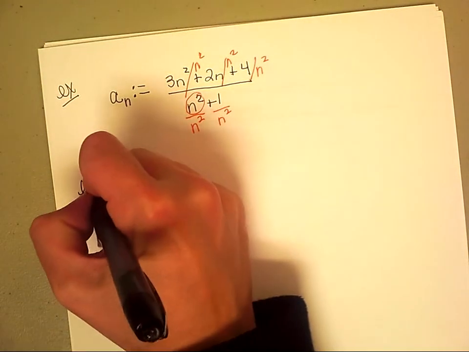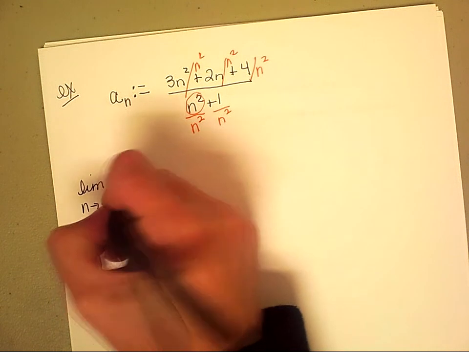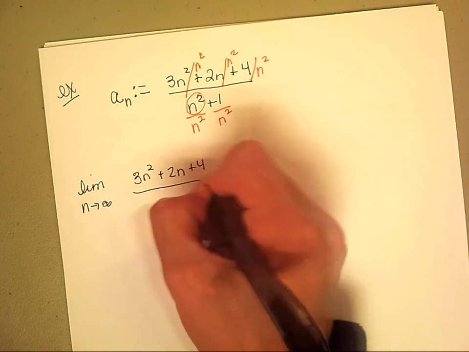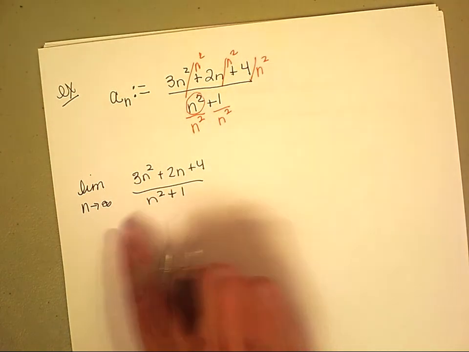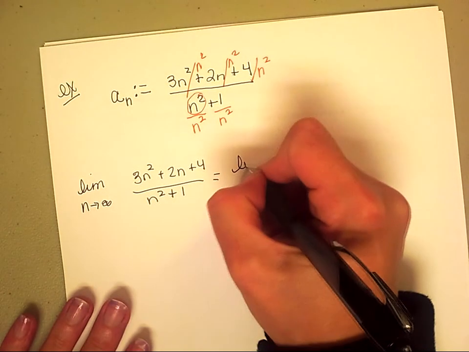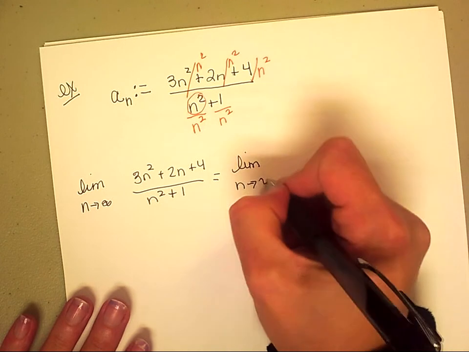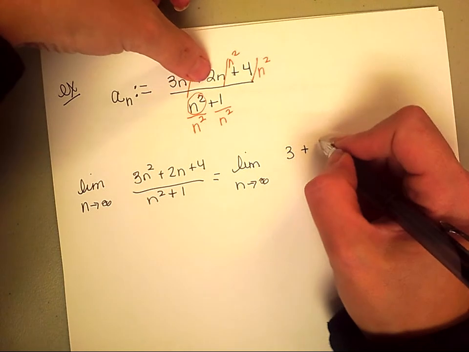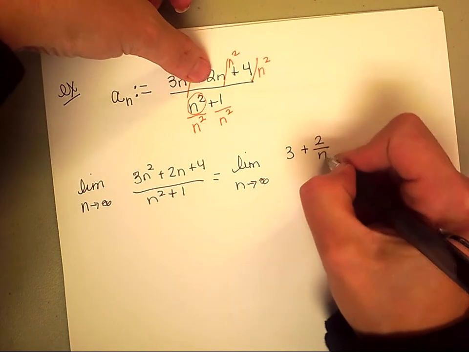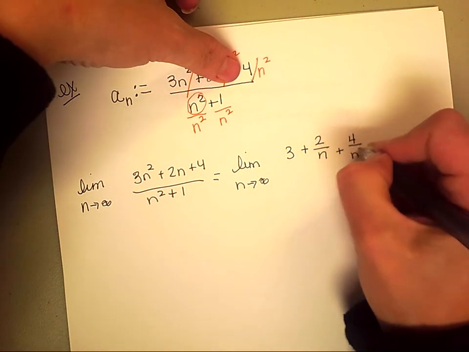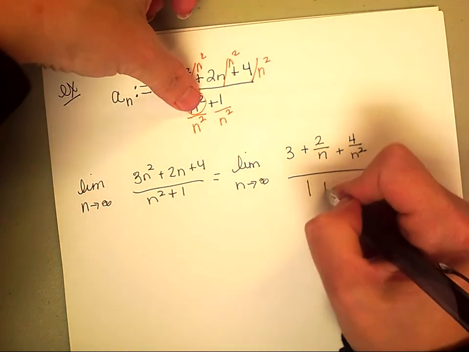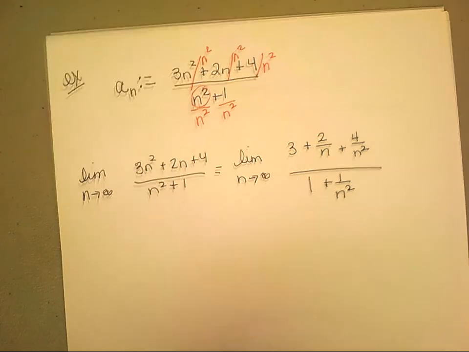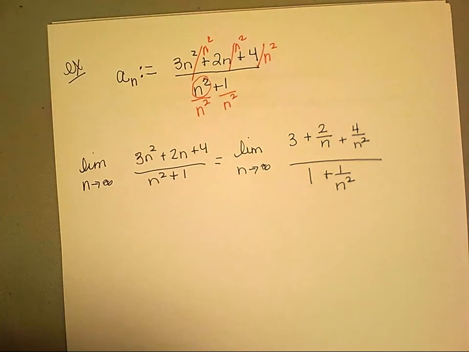So I should write this out so we can see it. The limit as n goes to infinity of 3n squared plus 2n plus 4 over n squared plus 1. This is what we're trying to find. The way we're going to do it, now I haven't taken the limit, so I'm going to rewrite this. The limit as n goes to infinity of 3 over n squared was just 3; 2n divided by n squared is 2 over n, plus 4 over n squared, all over 1 plus 1 over n squared. That was just by rewriting this step.